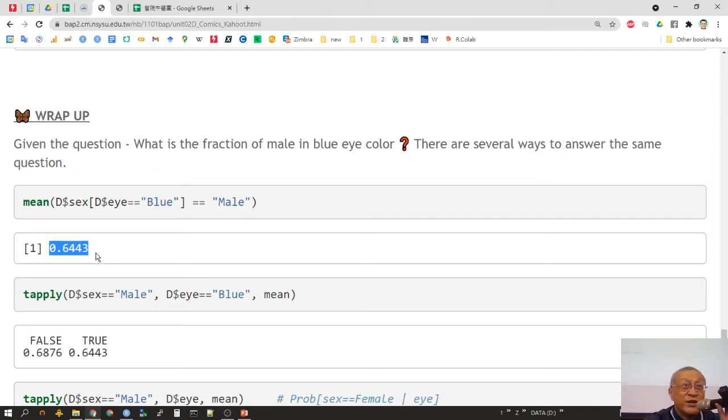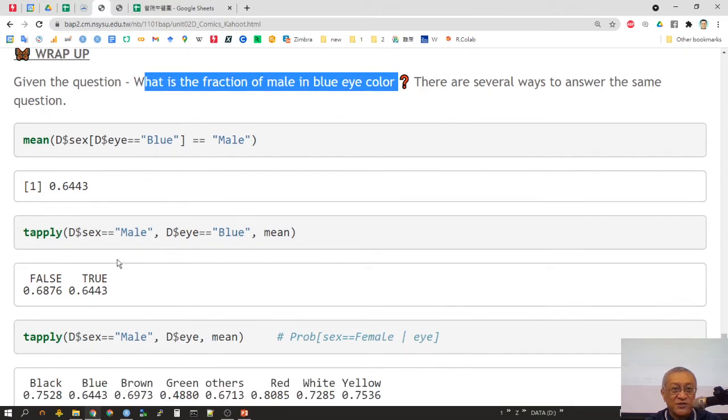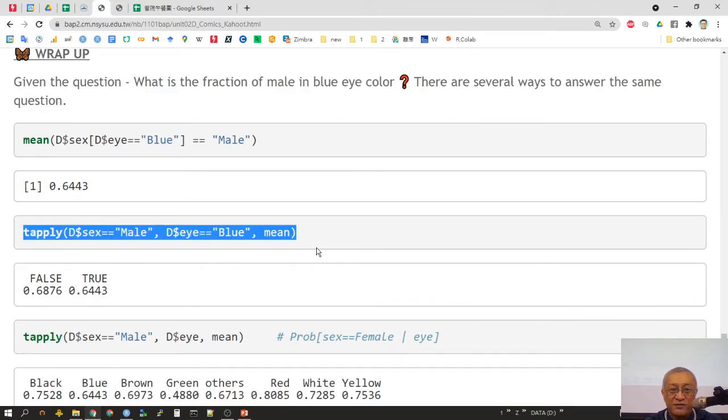So if you write this way, you don't really need to use table or t-apply, and you will get the exact answer, right? You will get just one number to answer this question. So using an index is the first thing that I have told you, and that is one more important thing. Using an index, you can answer the question very precisely. Now the second way to answer this question is to use t-apply, right?